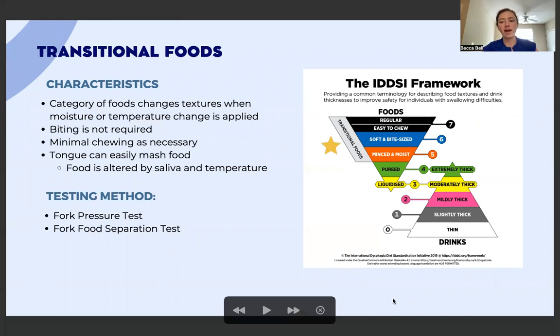For transitional foods at levels 5 through 7, it is categories of food that change texture when moisture or temperature change is applied. So this is mocking the environment in the mouth when you're eating food. So food is altered by saliva and the warmer temperature. And with these levels, biting is not required. Minimal chewing is necessary. And then the testing methods, the fork pressure test that we talked about, and the fork food separation test. Back to that example with the salmon, it's just that when you're eating it with a fork, it should be able to easily flake apart with very minimal pressure.